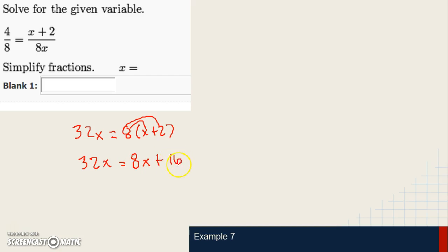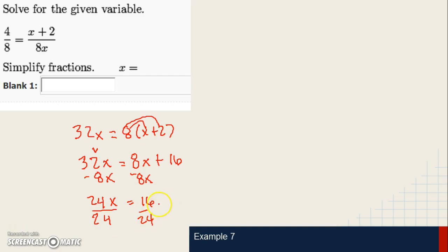I've got variable on both sides, so I'm going to select this side to be my variable side. I'm going to subtract 8x, and I have 24x equals 16. Now I've got to eliminate the 24 that's being multiplied, so I'm going to divide both sides by 24.